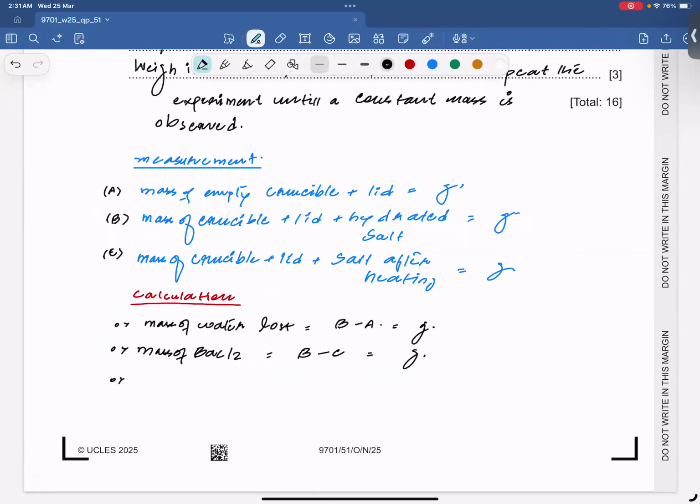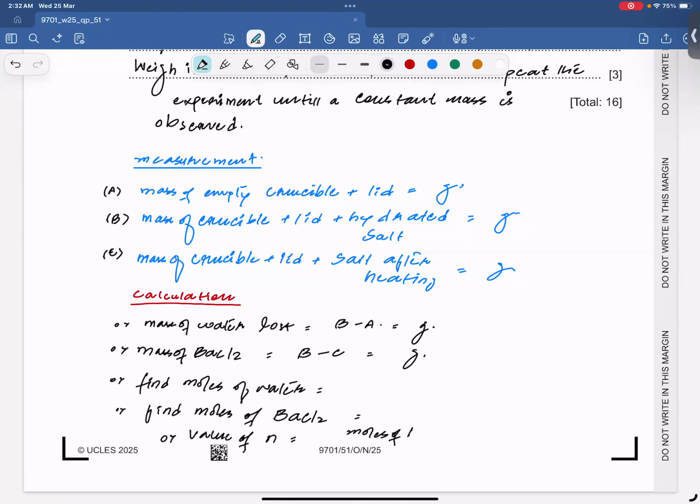Next step is to find moles of water. And last is to find moles of barium chloride. Okay. So to get the value of n, I need to take the ratio of moles of water over moles of barium chloride.